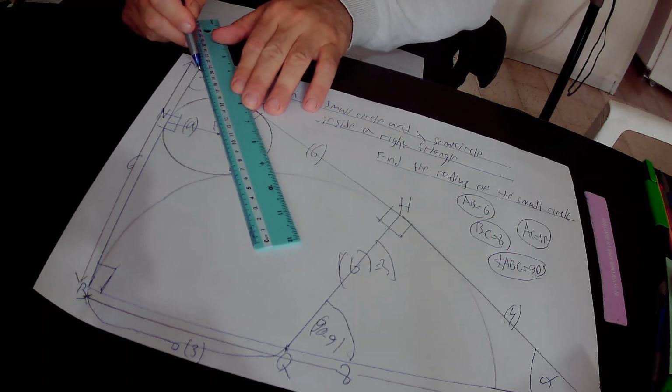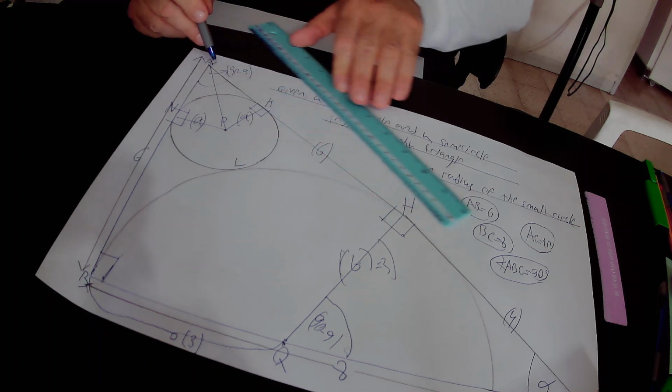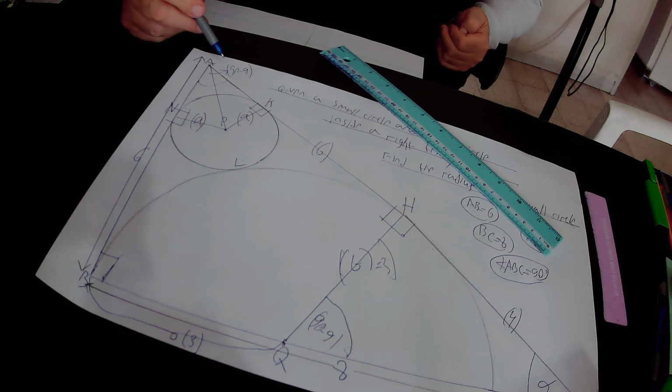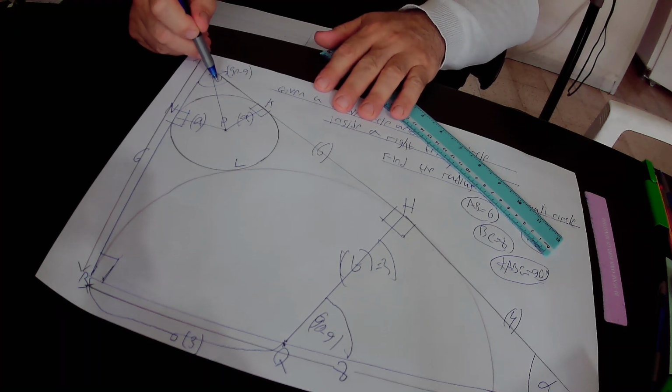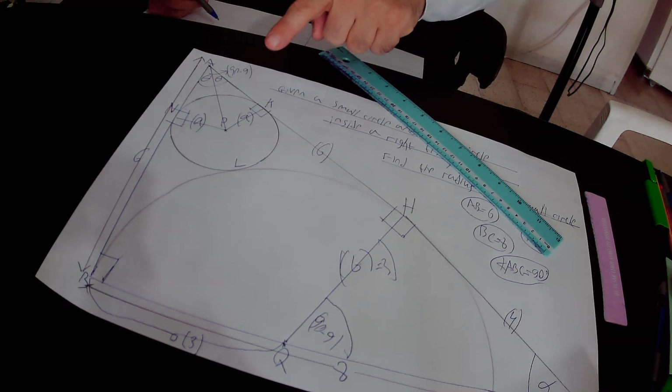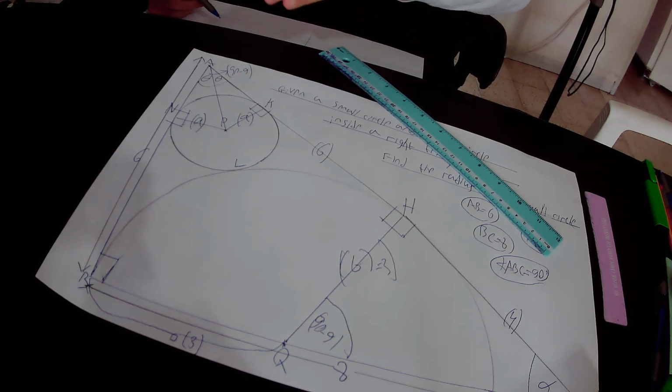So actually, according to rule 15, AP is the angle bisector of this angle A. If the size of angle A in total equals 2 theta, the angle bisector AP bisects angle A into 2 halves. Each half must be equal to theta. This is angle theta, and this is also angle theta. Again, the angle bisector AP passes through point P, that is the center of this small circle, according to rule 15.